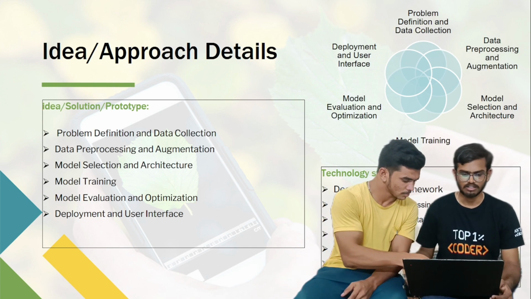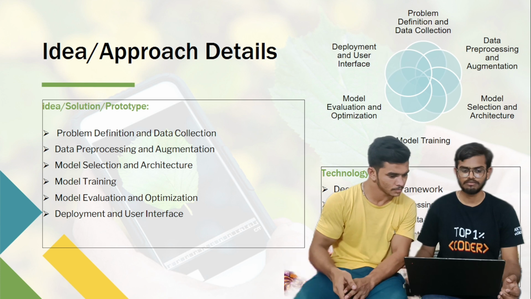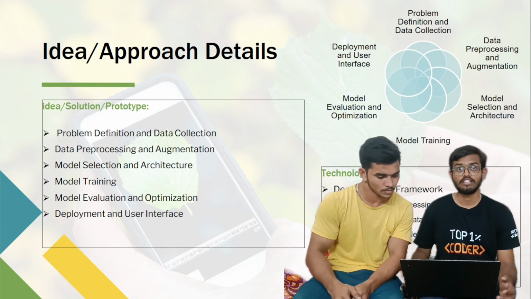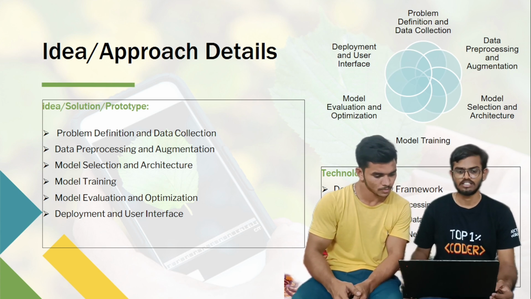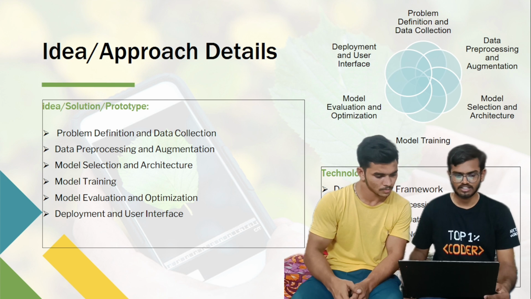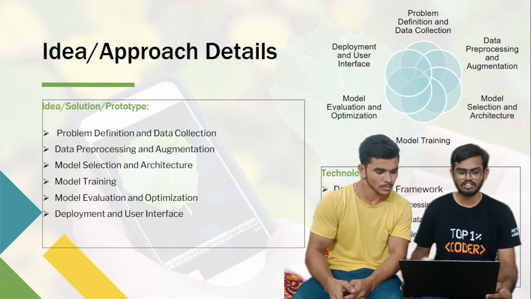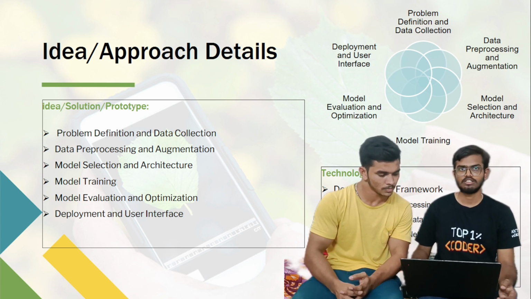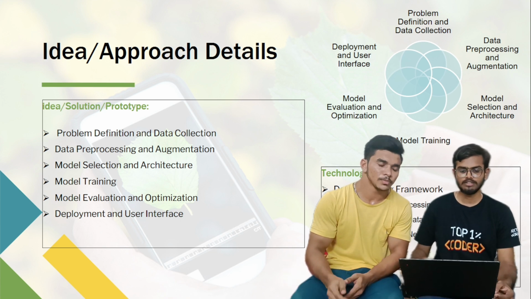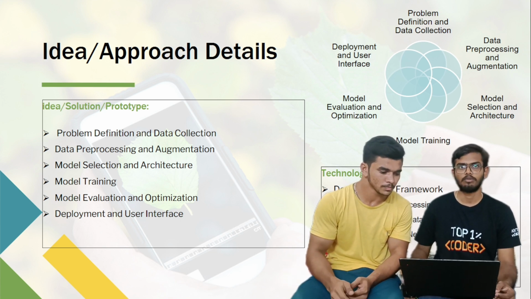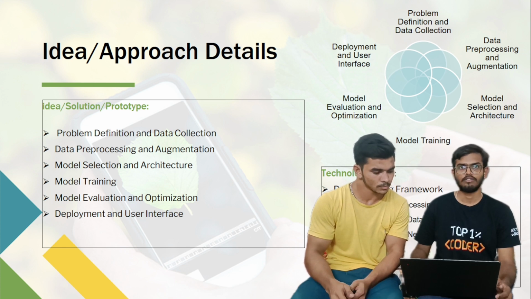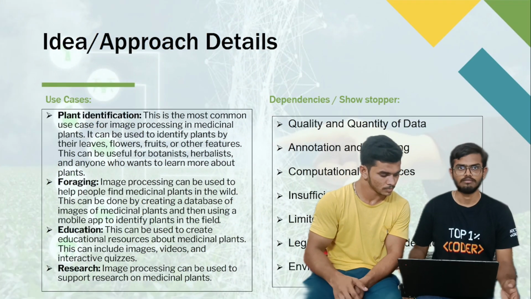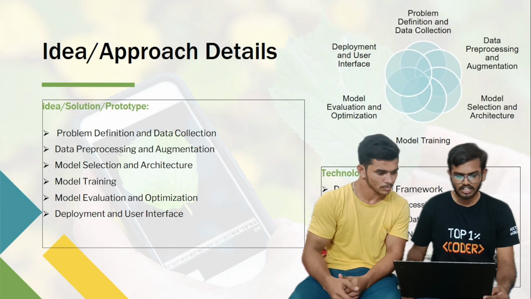The idea of the prototype has several steps. Problem definition and data collection is the first step. In this step we collect data on a large scale, which is used to divide the data into clusters. The second step is data pre-processing and augmentation. Here we process the collected image data. The third step is model selection and architecture. Here we select the model that we want to train on the particular data, and the architecture is how the system is going to detect with that model.